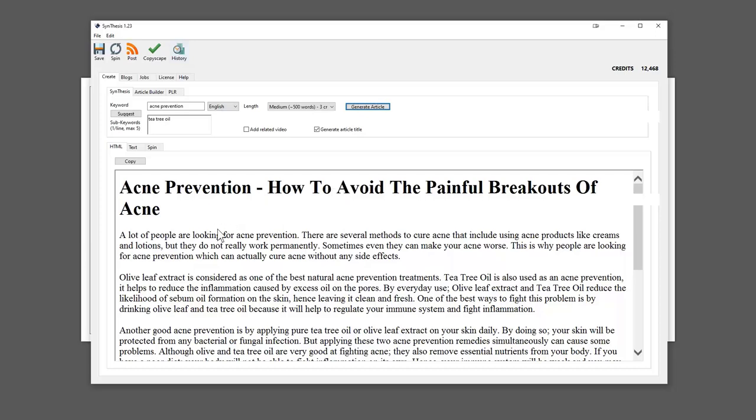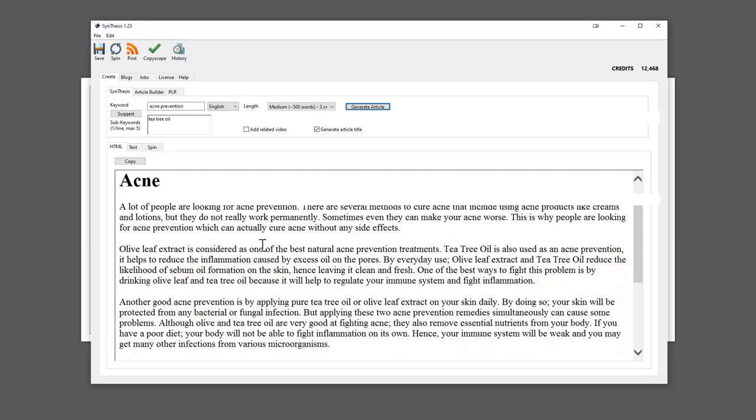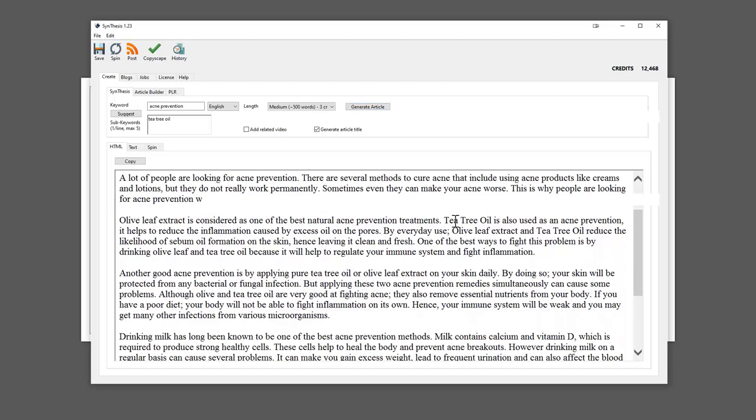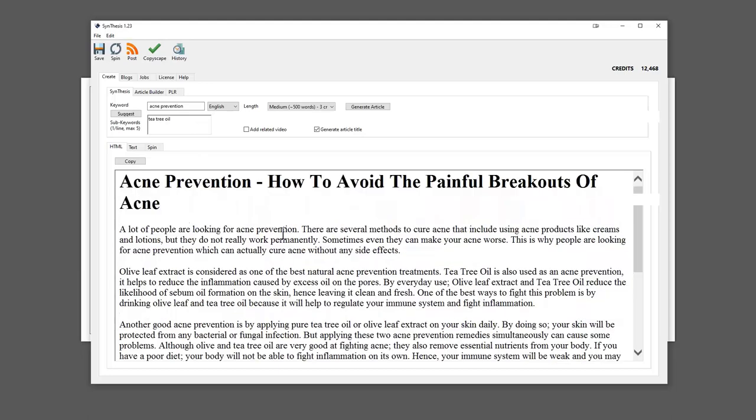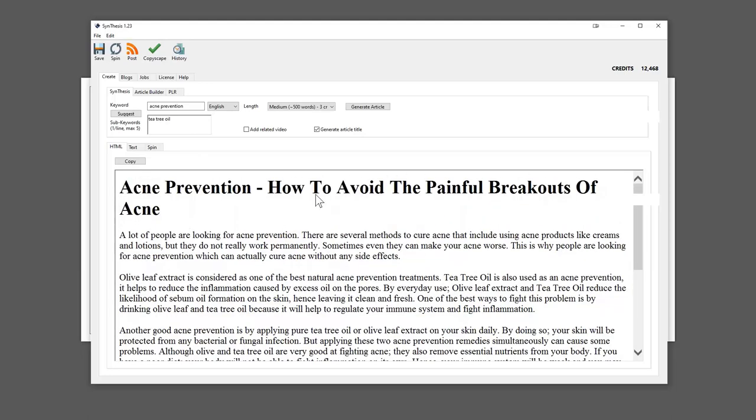So acne prevention, how to avoid them, creams, olive leaf, okay, tea tree oil, okay. So we've got an article, acne prevention, tea tree oil is in there. Let me read this for you, and then you tell me if this sounds like a decent article, because splitting it in this way gives the artificial intelligence engine a little bit more to work on. If you just put a massive long keyword in, you're kind of hobbling the engine.